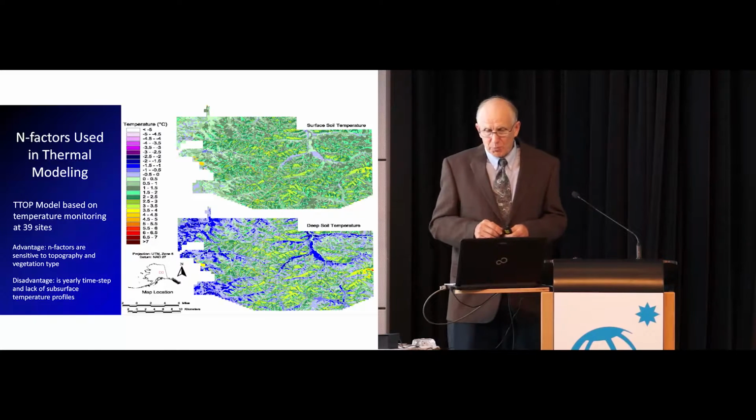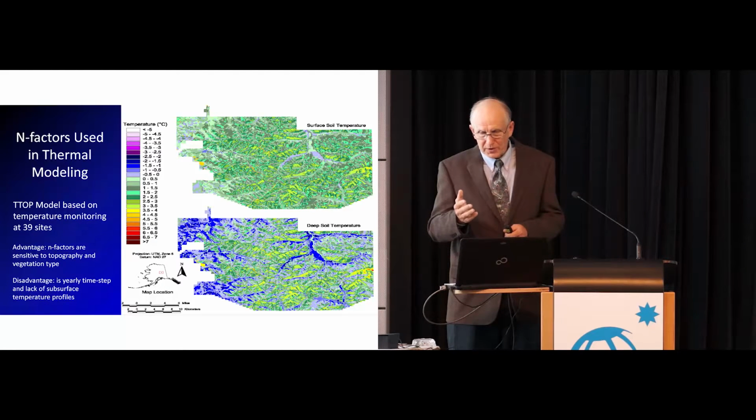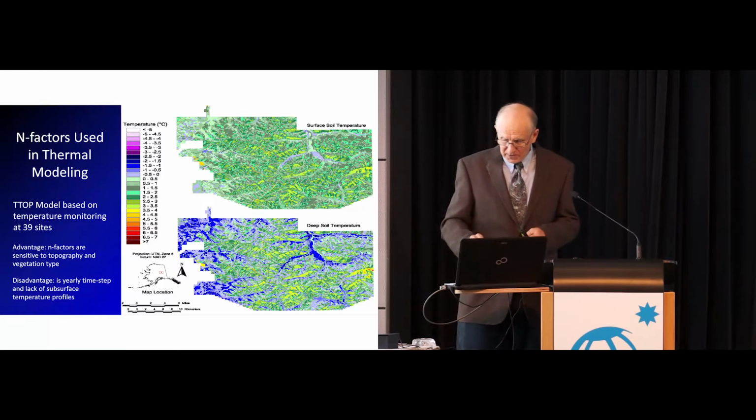And we can also use that N-factor modeling in distributed estimations of soil temperatures, and here's a map of soil temperatures at the surface, at 3 centimeters, and deep soil temperatures at the top of the permafrost. It uses the T-top model that Riseborough improved upon from the earlier approach that I had developed. The advantage of the N factors is that they're sensitive to topography and vegetation type, or we can put in some coefficients reflecting those components. But the disadvantage is it's a yearly time step and lacks subsurface temperature profiling. From this modeling, the results indicate about 4 to 5 degrees of variation of soil temperatures, both at the surface and deep, related to both vegetation and topography.